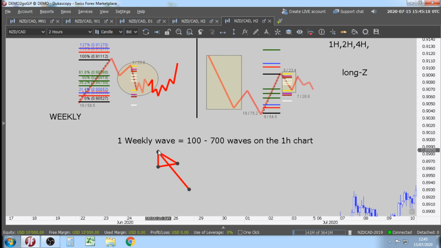One weekly wave, what is the wave? Extension, retracement, extension. This is a wave. One weekly wave equals 100 to 700. It's in general, okay? Don't say, oh, I'm going to count the waves and oh, Passion, you are wrong, the Euro JPY did 70. It's in general, generally speaking. One weekly wave equals from 100, could be less, to 700, could be more, waves on the 1 hour chart. Not the 2 hour, the 1 hour chart.